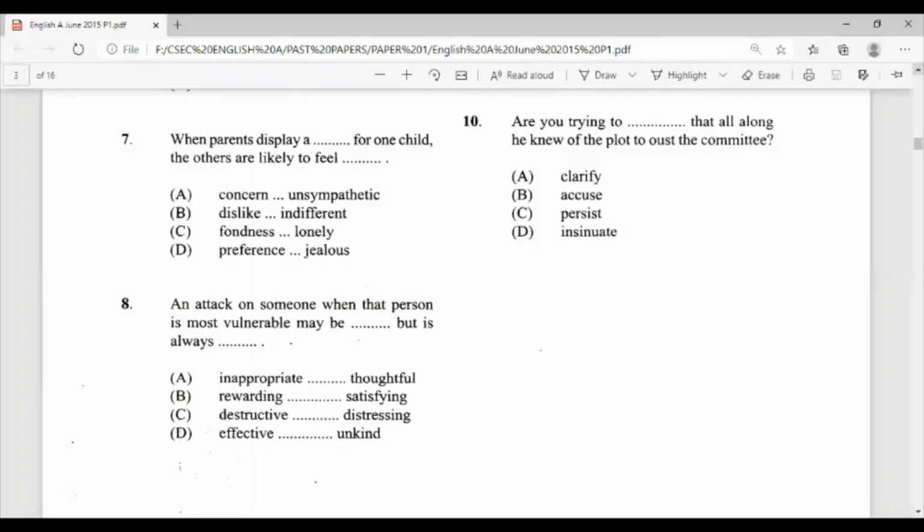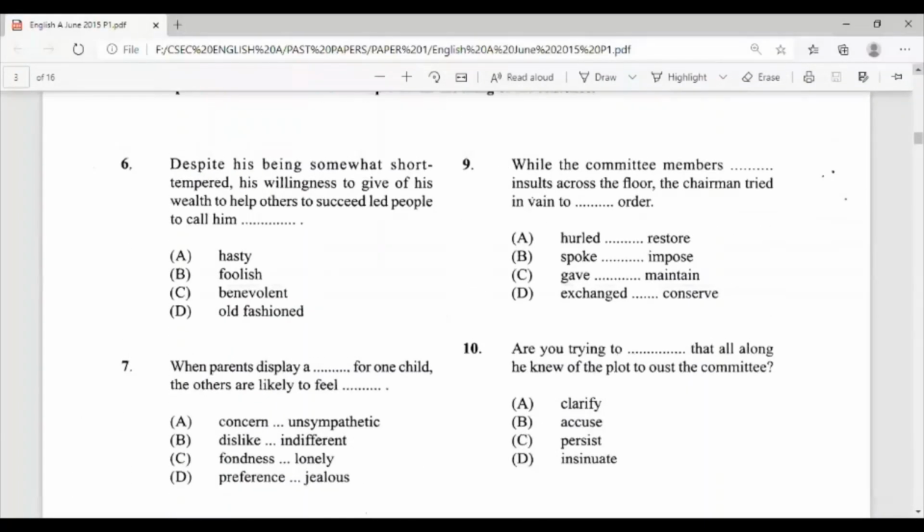Very important to read the sentences, see what they're trying to tell you, even in spite of words being missing. Number 9, while the committee members did something about insults across the floor, the chairman tried in vain to do what? Order. So the chairman is trying to, of course, get order, right? So restore order. How about that? And so A would be the best option. So insults are being hurled across the floor.